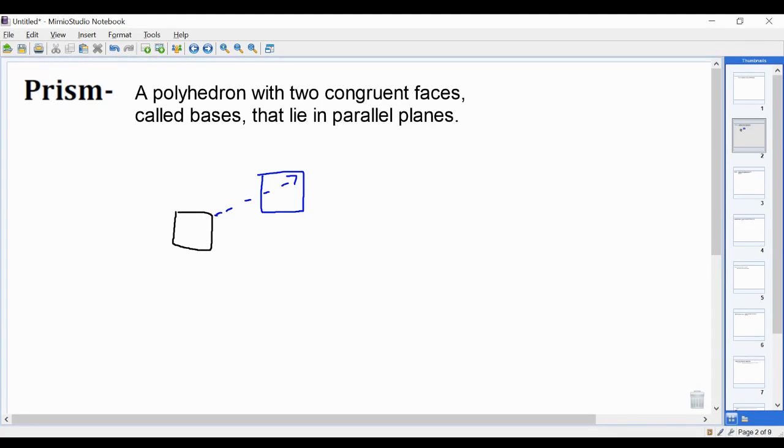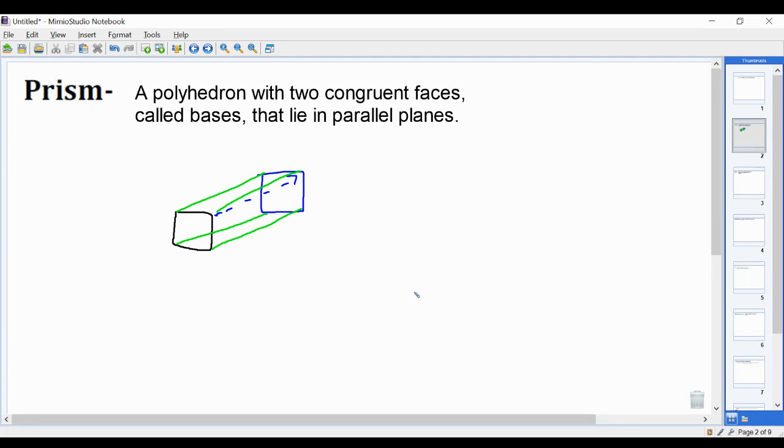And now we're going to connect each of the corners. So I'm going to connect the corner that I started with, and all the corners, I'm going to connect them together. And that is a prism. I took a polygon and I pulled it through space and then I connected it back to itself. And this is called a prism, a polyhedron with two congruent faces called bases that lie in parallel planes.